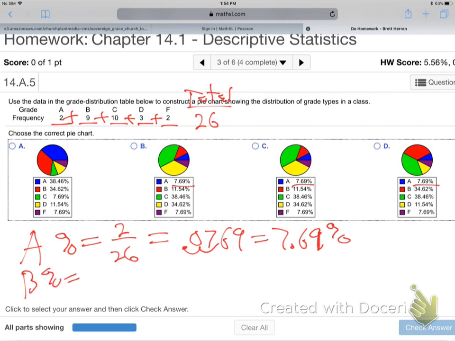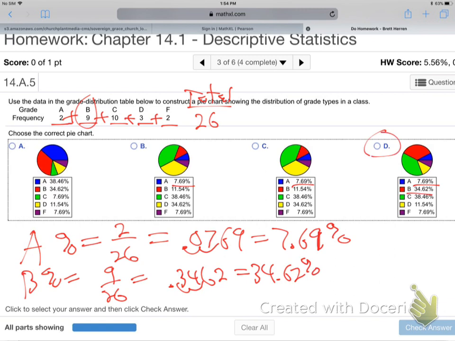What's the percent for B? Well, 9 people out of 26 got B's. Let's see what that is. I'm getting 0.3462 or whatever. Move it 2 places: 34.62%. Oh, that's just D. We got it now. D. You don't even need to check the rest. You can tell the answer.